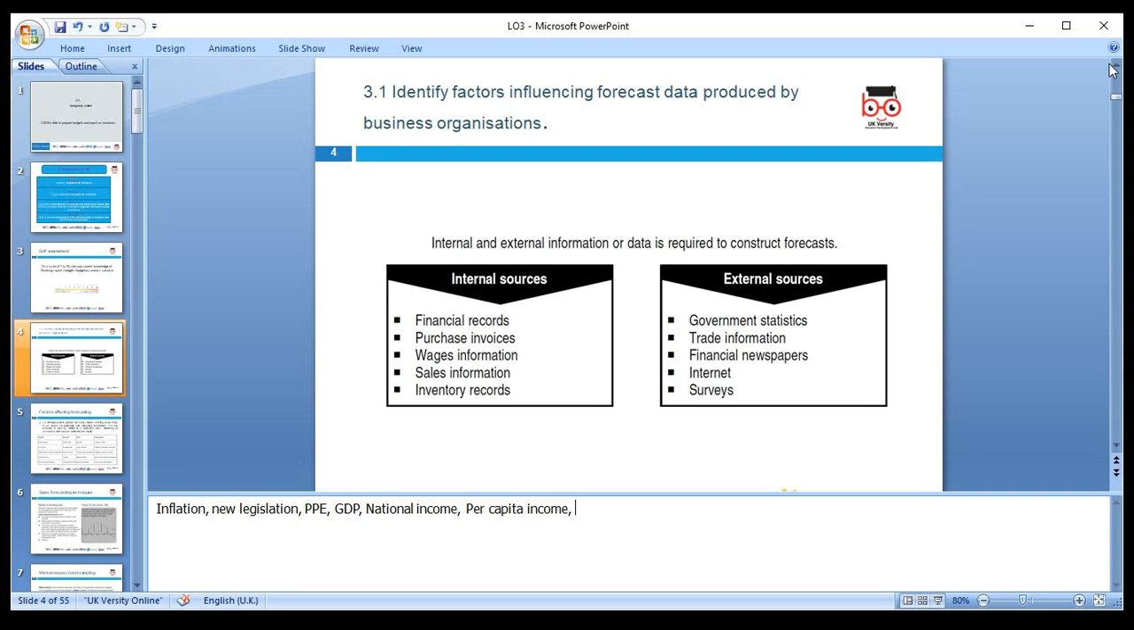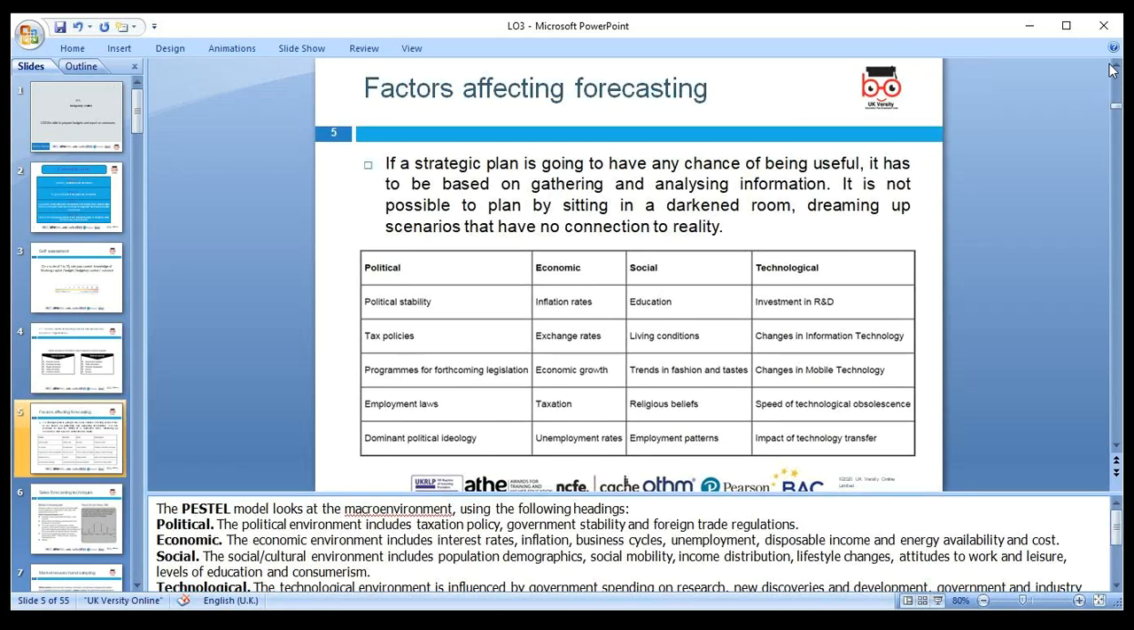Okay, any questions? So what is the variance? Variance is the difference between the budgeted and the actual data. We can forecast for the future based on various internal and external sources of information.